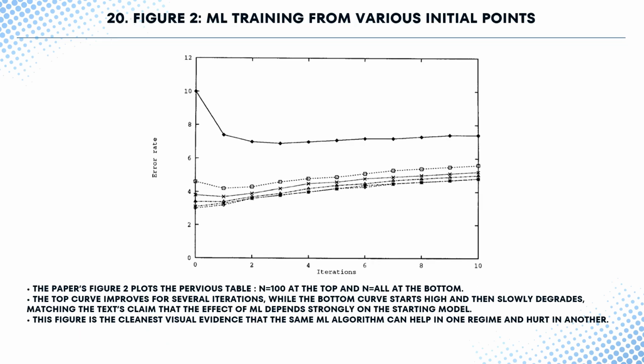This figure visualizes results from table 2. The top curve, low data, improves over iterations. The bottom curve, high data, degrades over iterations. So the same algorithm behaves differently depending on the starting point. This clearly shows ML is not universally beneficial.